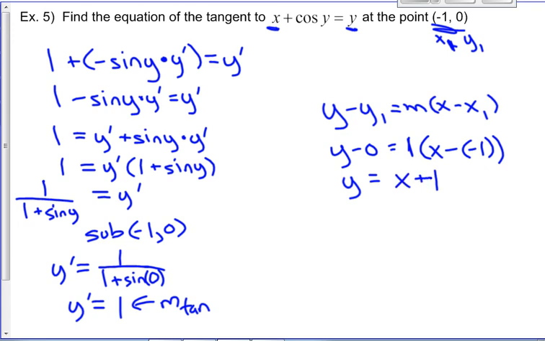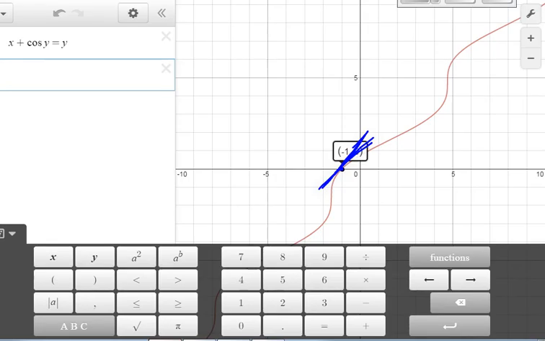I wonder if that looks right on the graph. If I go and type in y equals x plus 1, will that give us the tangent at the point negative 1, 0? Boom, sure looks like it. Okay, so we have found the exact same thing we've been able to find before, but in some slightly trickier expressions.